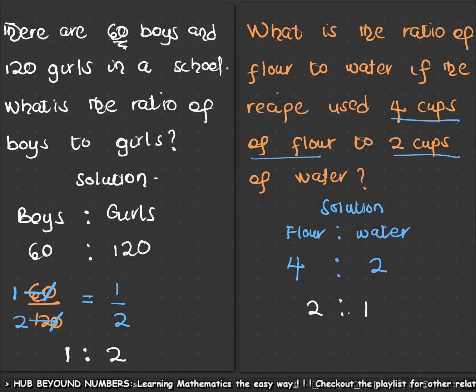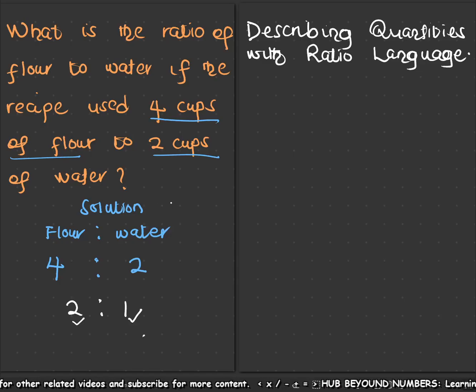which means for every cup of water, that is for 1 cup of water, you need 2 cups of flour. That is what this ratio here means. For every 1, you need what? 2. All right. Okay.